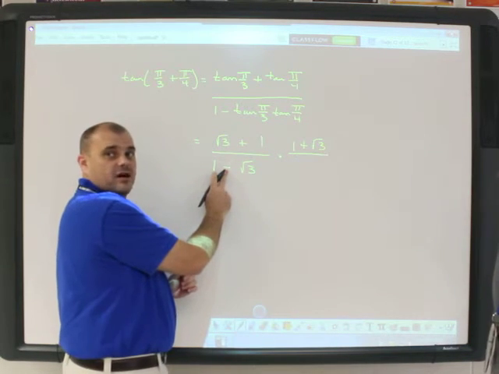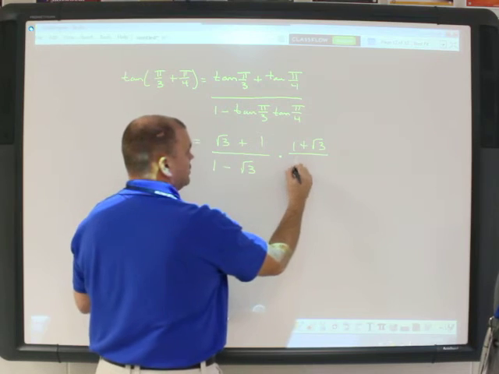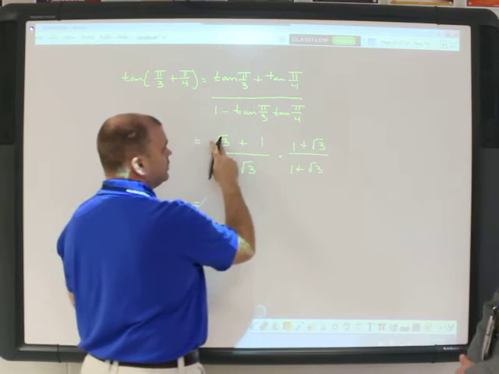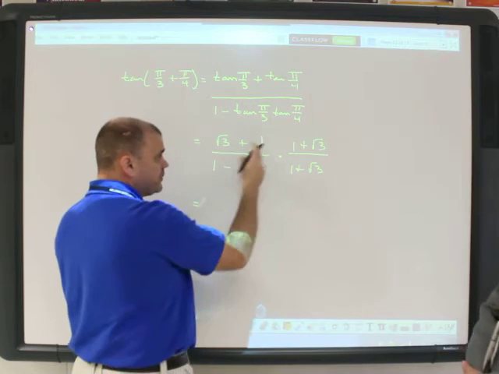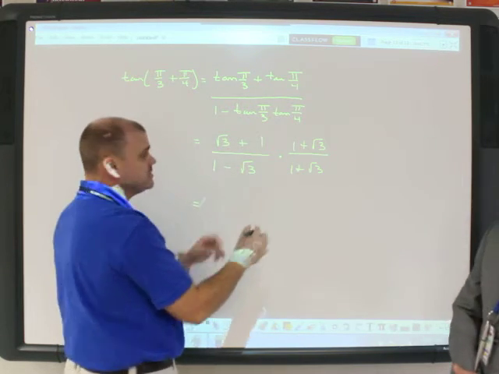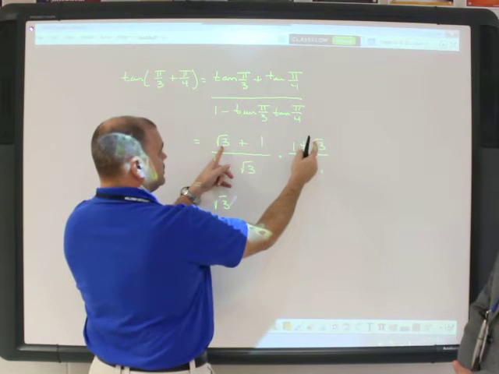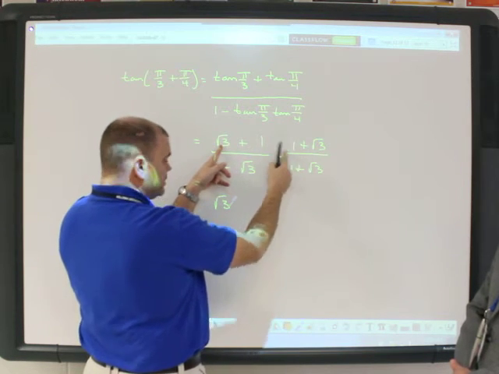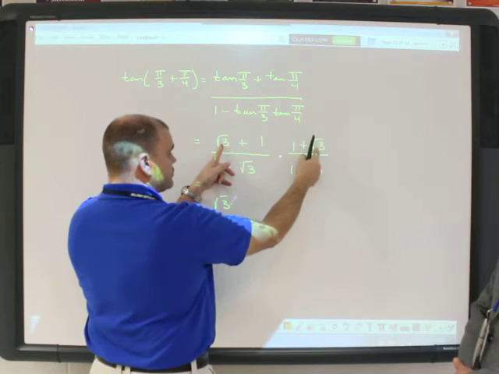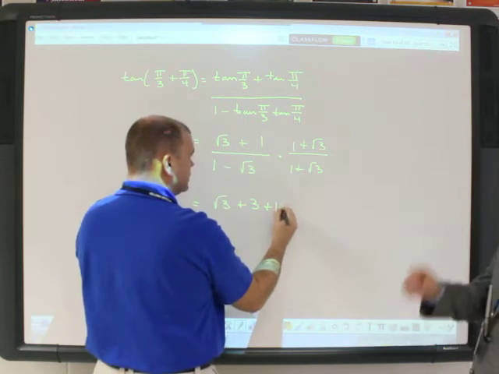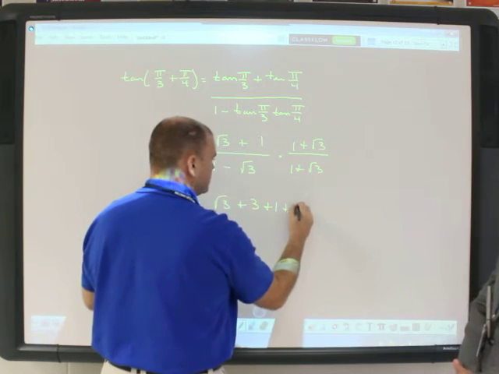The conjugate is the opposite sign, remember that. And then 1 plus the square root of 3, which will be equal to, when we FOIL, if you will, first outer, we're multiplying two binomials. Square root of 3 times 1 is the square root of 3. The square root of 3 times the square root of 3 is 3. 1 times 1 is 1. And 1 times the square root of 3 is root 3.